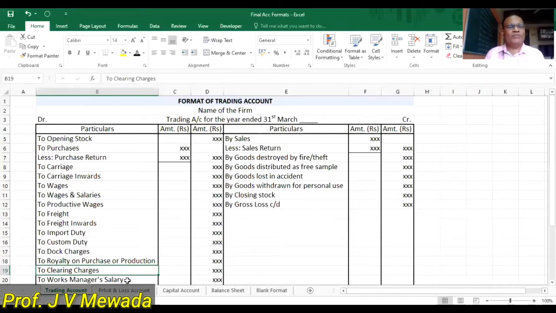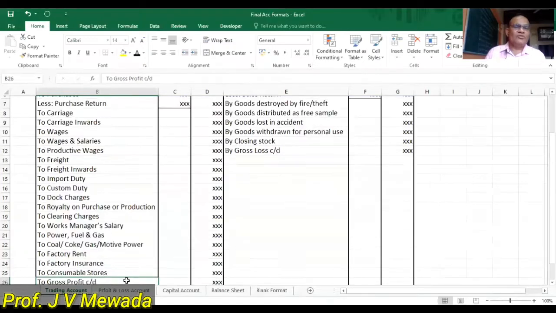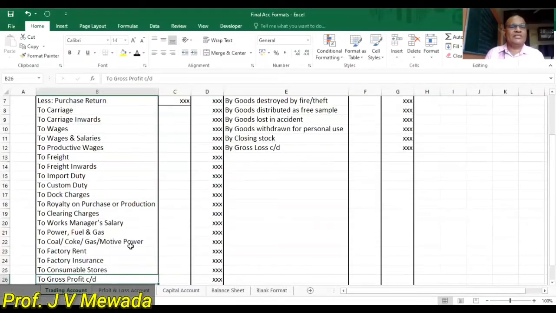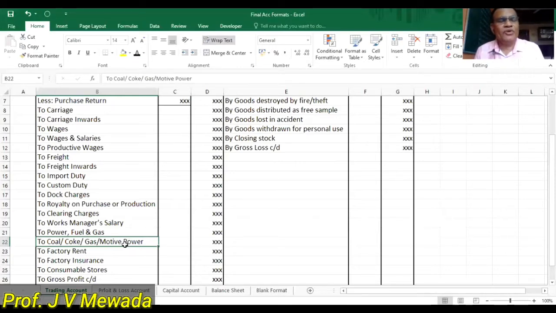Then we have works manager's salary. Here the words works manager's salary are given because this particular manager is working in the factory. So whatever amount we pay, that is related to the trading account. Then we have power and fuel. Then we have coke, coal, gas and motive power. These are the charges paid for energy. Then we have factory rent.